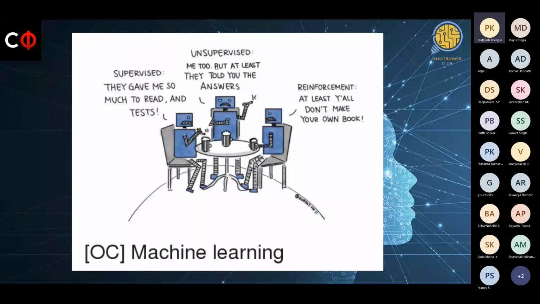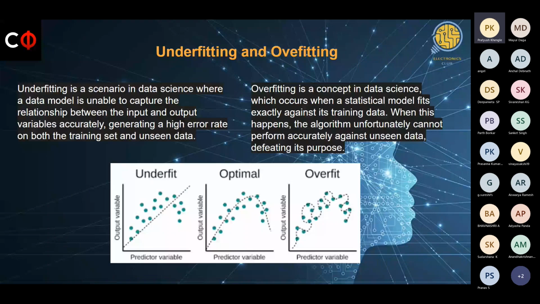Now, with these ML models, we face some issues. Few to mention are underfitting and overfitting. Underfitting is a scenario in data where a data model is unable to capture the relationship between the input and output variables accurately, generating a high error rate on both the training set and unseen data.